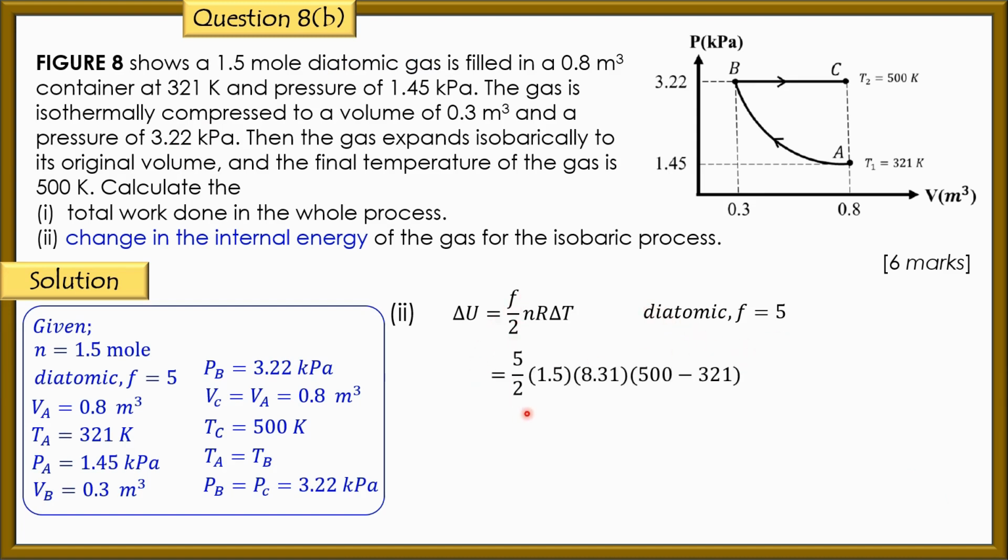Referring to the equation, just substitute the value. n is 1.5, R is 8.31, and for delta T, T final minus T initial. T final is at point C, the temperature TC is 500 Kelvin, and T initial is at B. Because it is an isothermal process, TA is equal to TB. So the temperature at point B is 321 Kelvin. After you substitute and calculate, you will get that the change in internal energy is 5.58 kilojoule. The positive value shows that there is an increase of internal energy in the process.